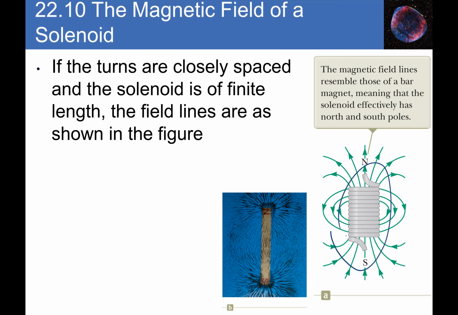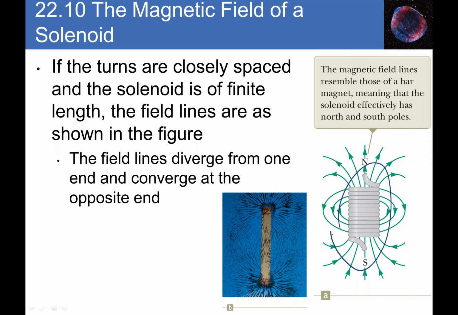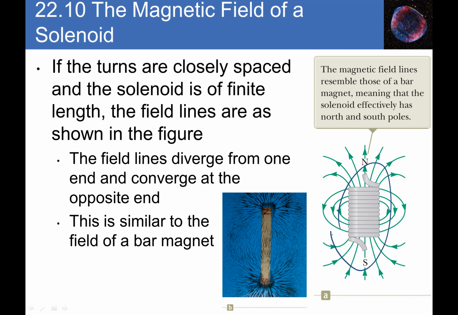So if the turns are closely spaced and the solenoid is of finite length, the field lines are as shown in the figure. You can see it's a very similar effect to what you might have for a bar magnet. The field lines diverge from one end and converge at the opposite end, exactly the same type of behavior that you might see for a bar magnet. So it becomes like a north pole region and a south pole region.